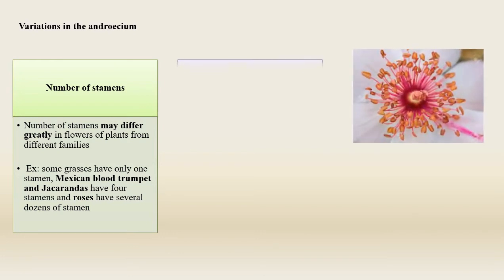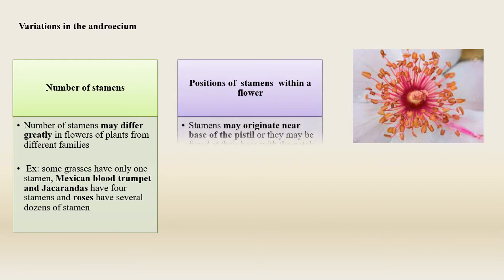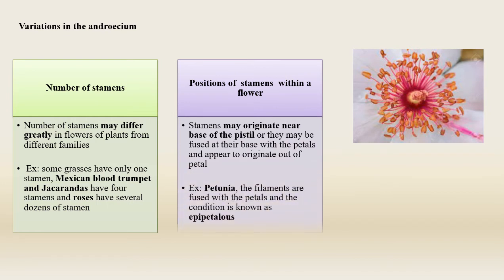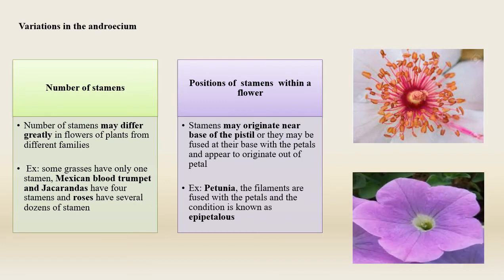Positions of stamens within a flower. The stamens may originate near the base of the pistil, or they may be fused at their base with the petals and appear to originate out of the petal. For example, in petunia, the filaments are fused with petals and the condition is known as epipetalous.